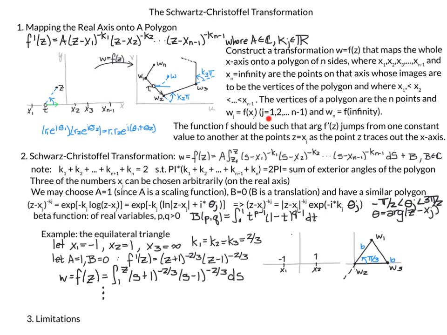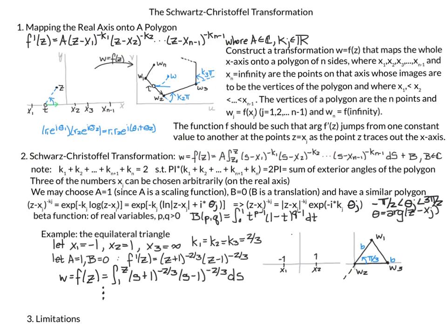And the function f should be such that the argument of f prime of z, so we started by talking about how f prime of z should look, should jump from one constant value to another at the points z equals x sub j. So in other words, the argument should be constant until we hit a vertex point. Then once we have this f prime of z, we did the integral in order to get f of z.